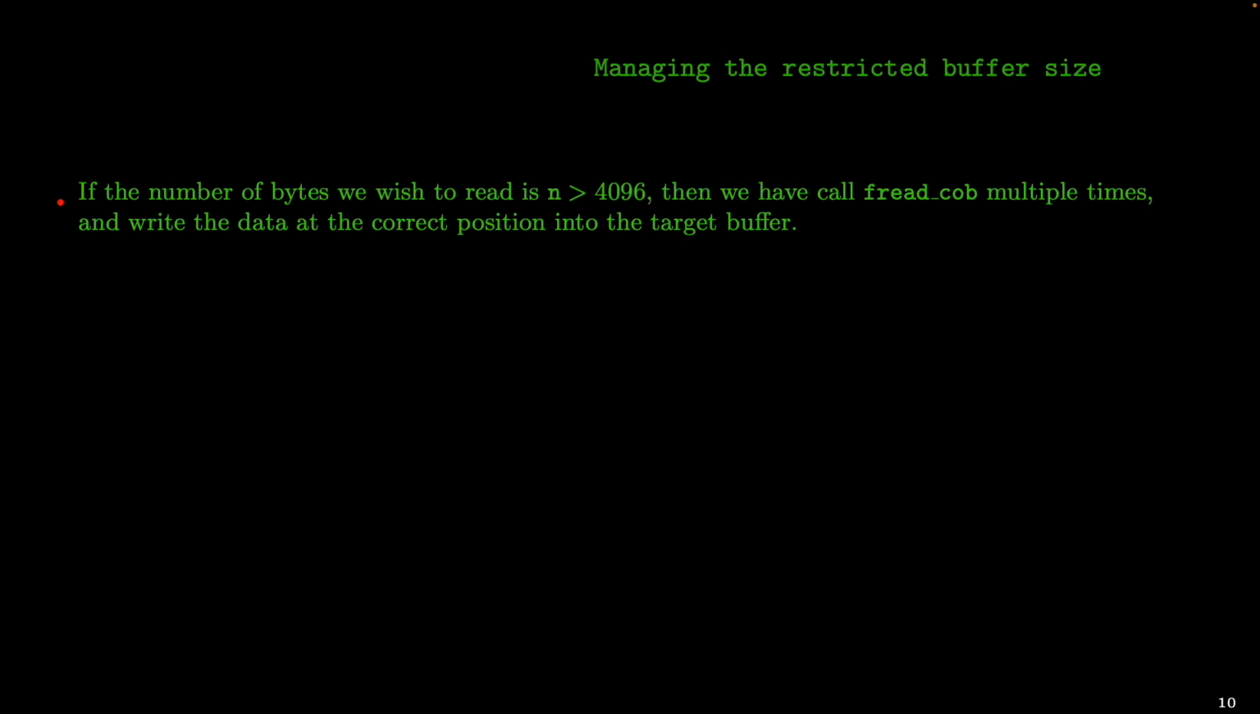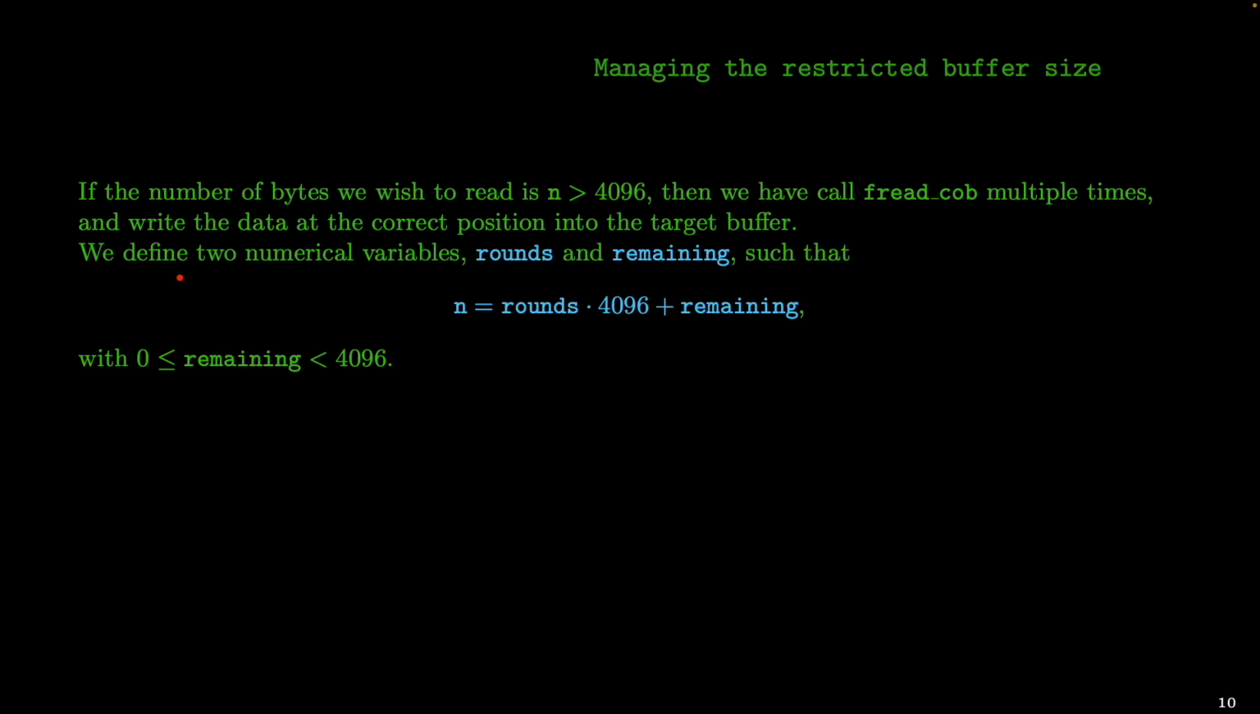And recall what I just said before, that if we wish to read more bytes than 4K bytes, then we have to call fread multiple times in the main program, and each time write the data that we get returned from fread to the correct position in our target buffer. To do this, I define two numerical variables that I call rounds and remaining, such that n, the total number of bytes you want to read, equals rounds times 4096 plus remaining, where remaining is strictly smaller than 4096, but non-negative.